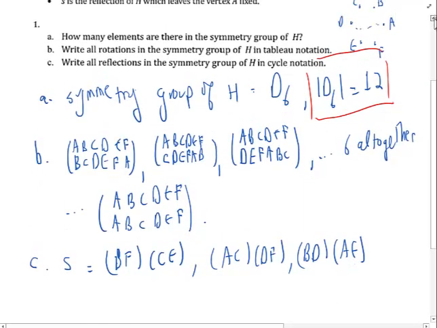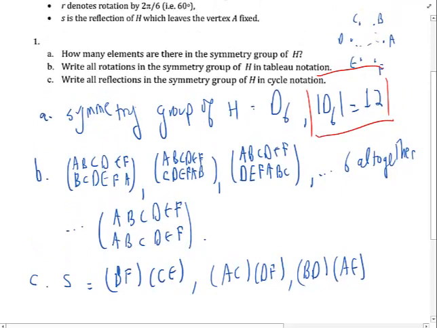Well, the other flips would be the ones between vertices, like between AB and DC. If you draw the axis there, that splits those 2 sides. Then A and B exchange, C and F exchange, D and E exchange. So that would be (AB)(CF)(DE).